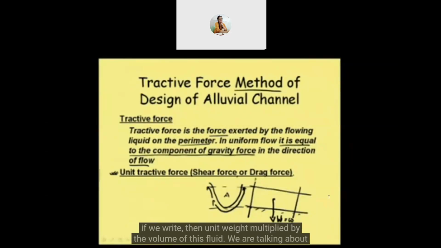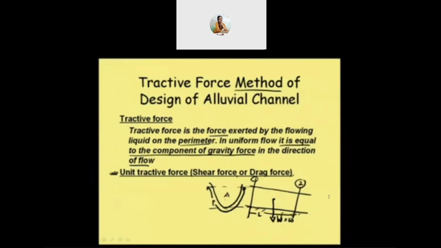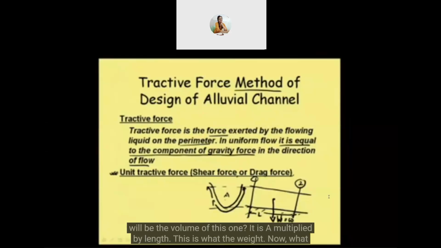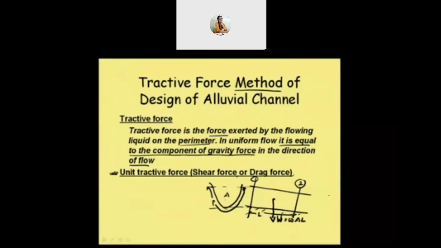We are talking about the fluid volume between section 1 and 2. So what is this volume of the fluid? If the area is A, and if we take the length of this portion as L, then what will be the volume of this one? It is A multiplied by length. This is what the weight.